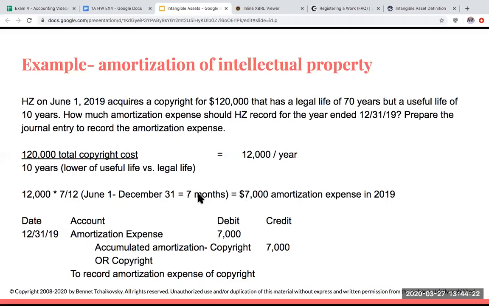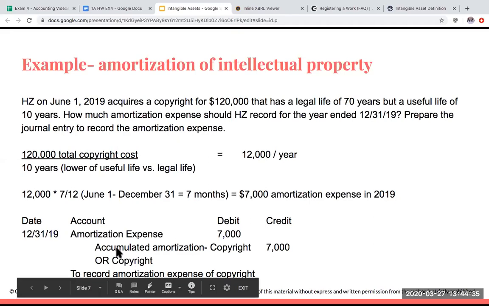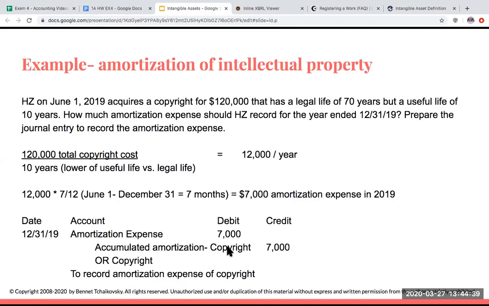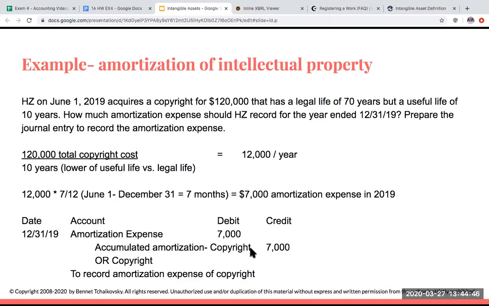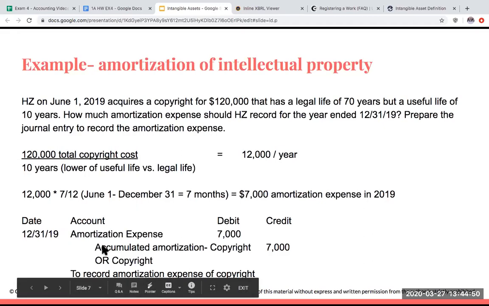So the way I'm going to record this as a journal entry is I'm going to debit amortization expense for $7,000. Then there are two different schools of thought in terms of how you can do it. The first is to credit accumulated amortization on the copyright, which is the way I would generally suggest, or you can directly credit the actual copyright. Again, I've seen it done both ways. I would probably prefer that it be done with an accumulated amortization on the copyright.